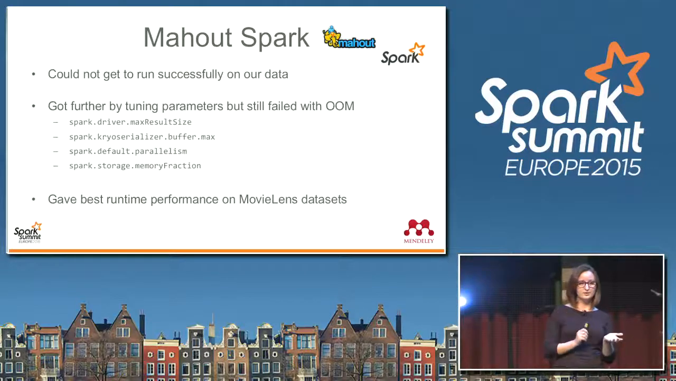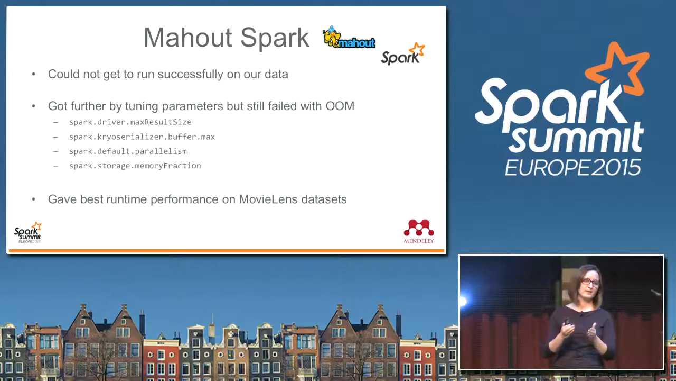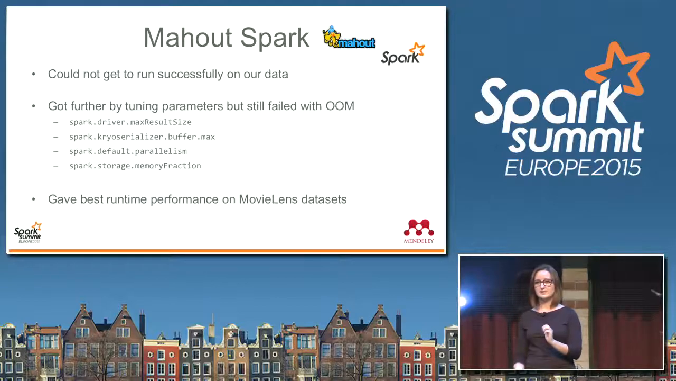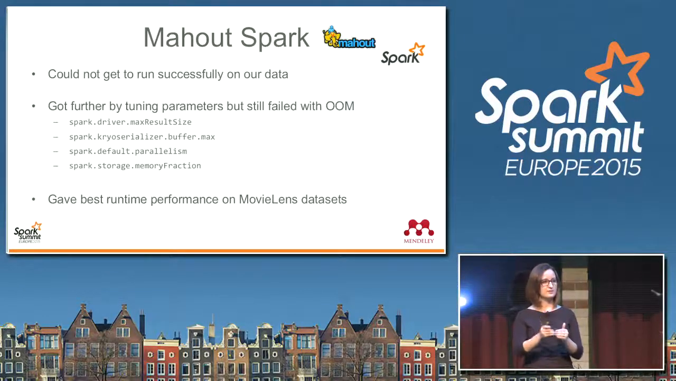Unfortunately, we spent quite a bit of time trying to get that to run, and we had quite a few hurdles. We kept optimizing, kept changing some of the parameters, increasing the level of parallelism, changing the way memory was allocated. Each one of these tunings took us further and further, but we never actually got it to run fully on our data.